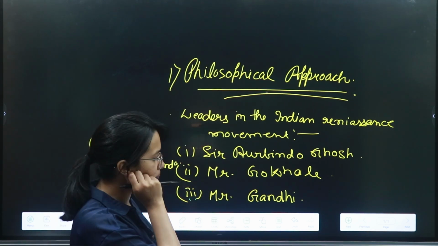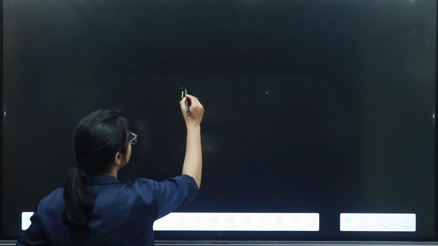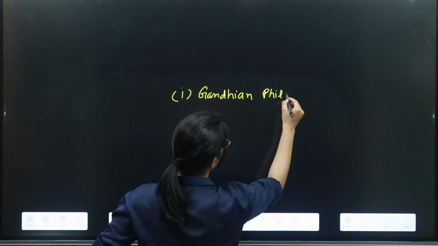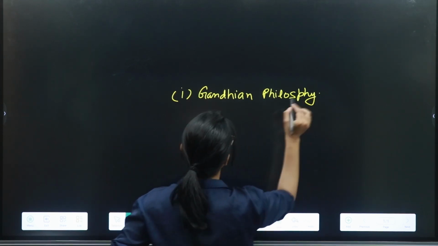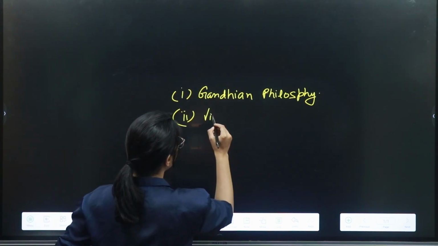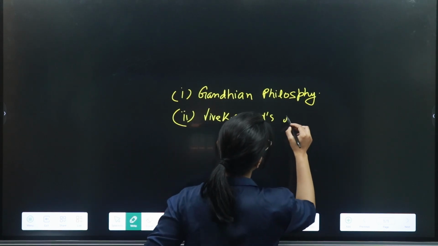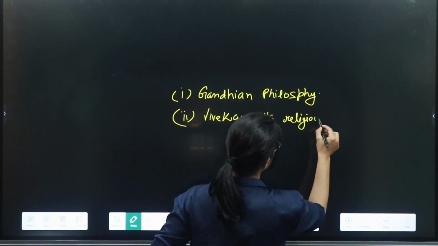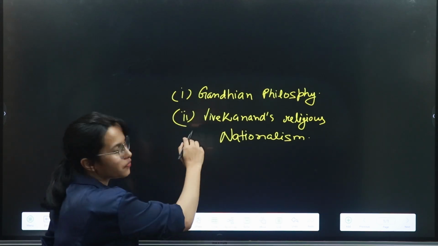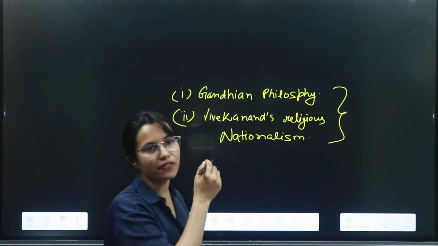And also in their approaches, we need to remember two very important philosophies. One is Gandhian philosophy, and another is Vivekananda's religious nationalism. Okay, we need to consider these two philosophies in our philosophical approach.